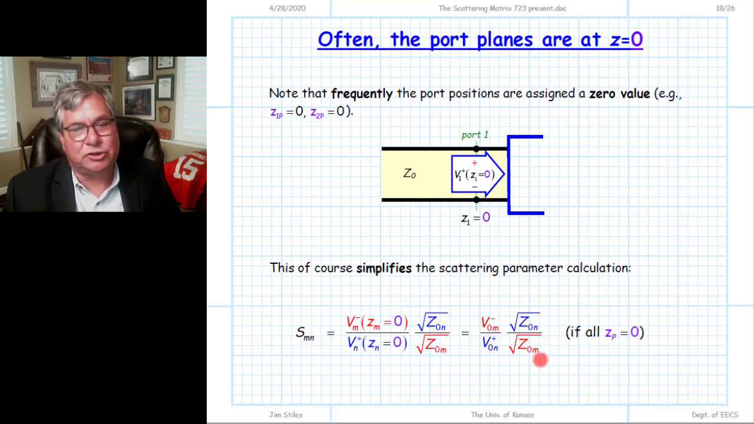Oftentimes this result is used blindly, regardless of how the port planes are defined. And again, you have to be very careful. That's why I like the more general statement. You go ahead and insert the value of the port plane definition into the general form of the scattering parameter, and evaluate it to get the value, as opposed to simply jumping to some recipe which may or may not have any validity to the problem at hand.